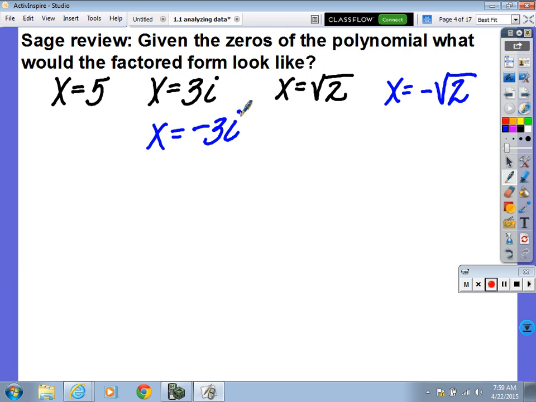So does that make sense? It can't be written as a fraction. If it could, your calculator would be able to do it. All right, so now let's write out the factored form of these.